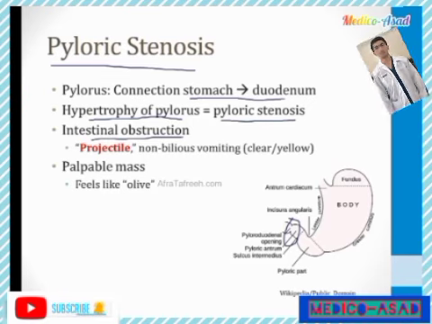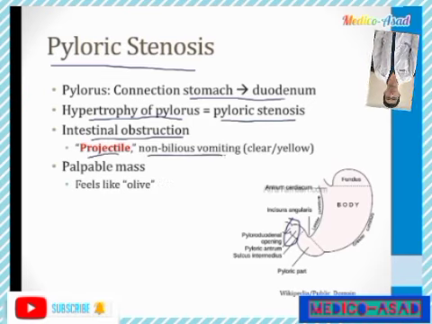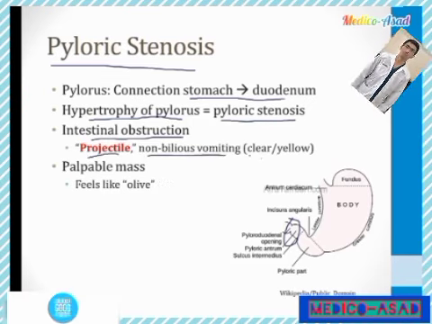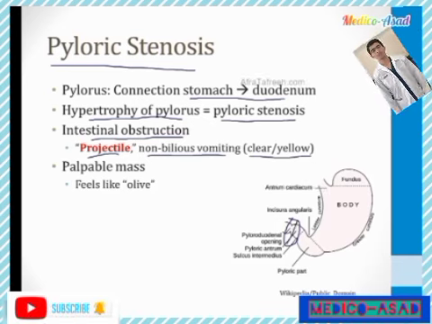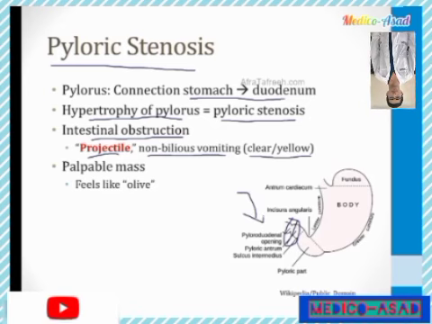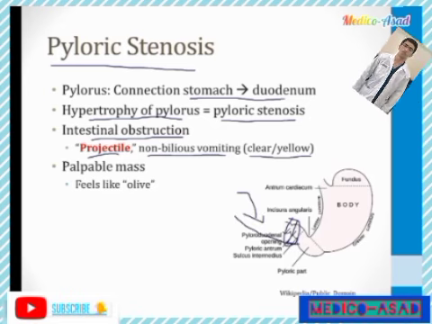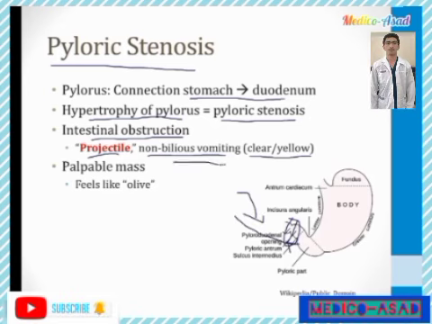Classically, these babies present with projectile, non-bilious vomiting. So non-bilious means clear or yellow vomiting. Bilious is usually dark green. The reason it is non-bilious is because the obstruction occurs prior to the entry of bile into the small intestine. Therefore, bile cannot get back into the stomach and is not part of the vomited material.